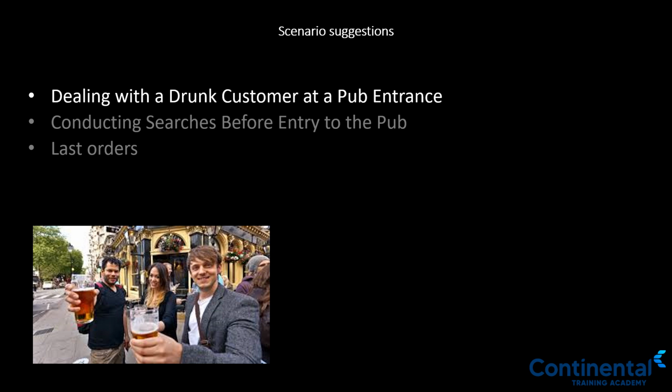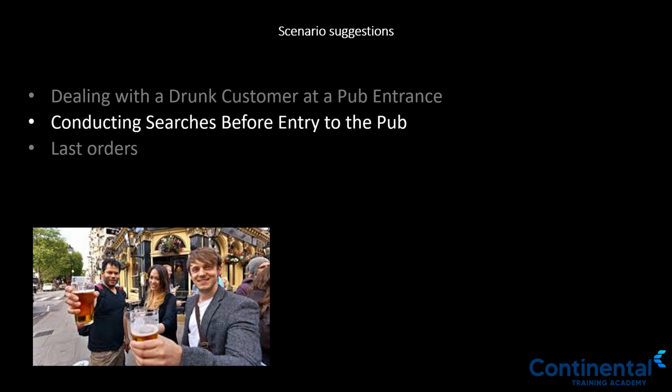So these are suggested scenarios to look at, and the emphasis of these is on the SIA conflict management courses. So the first place to start is dealing with a drunk customer at a pub entrance. So the aim might be to safely manage a situation involving a customer who is visibly intoxicated and wishes to enter the pub. So the focus here is on communication, empathy, de-escalation techniques, and knowledge of those legal responsibilities.